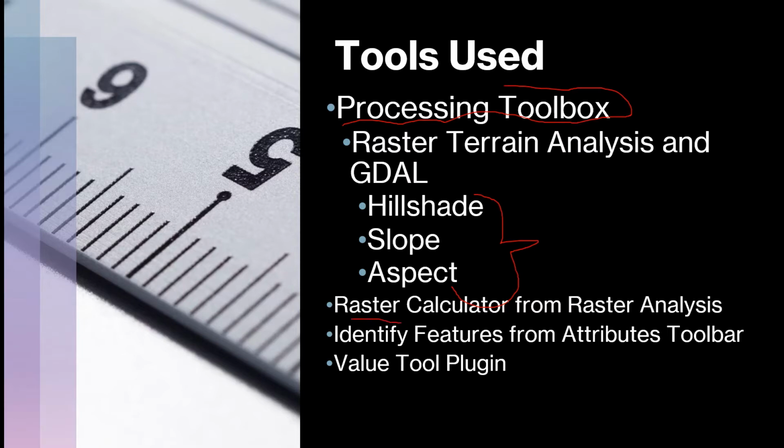We will also use Raster Calculator, and then to choose the best location we will need identify features, and to check many locations and their details instantly, we will need a plugin. That plugin is known as value tool plugin.